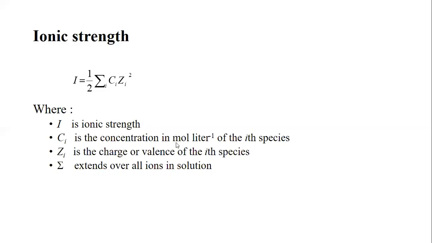Ci is the concentration in mole per liter of the ith species. I, B, whatever, that means to cover all the ions in solution. Z, the same thing, is the charge or valence of the ith species, just like the one in the Debye-Hückel equation. And summation sigma, you know it in math, that means you sum over all the values.